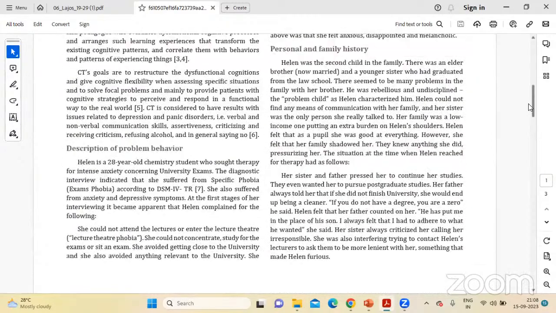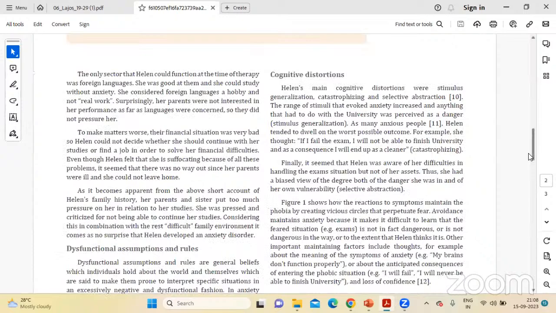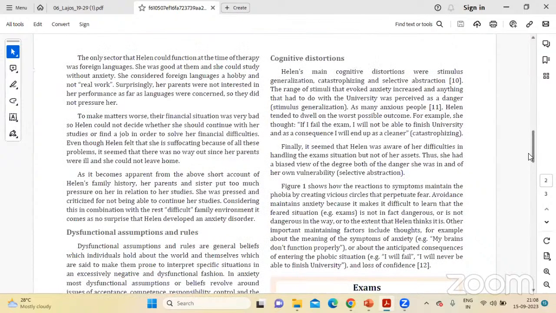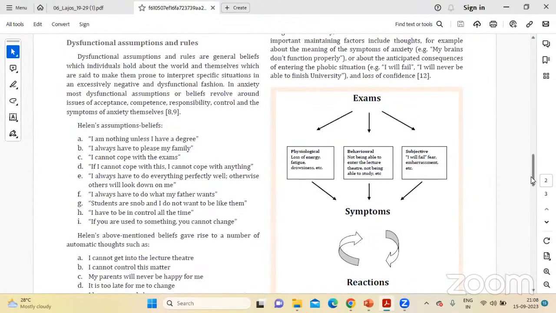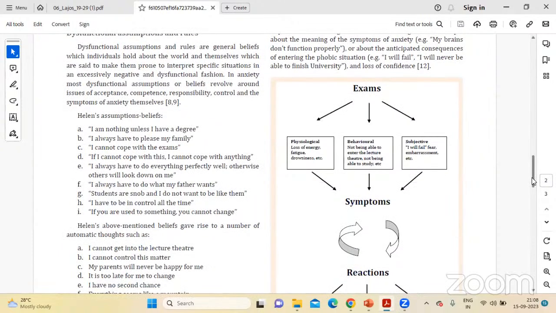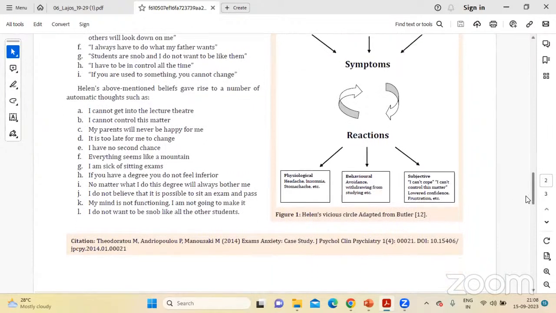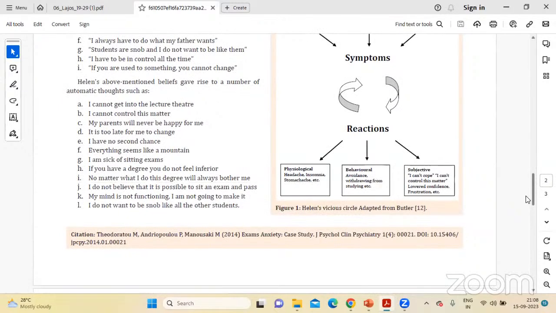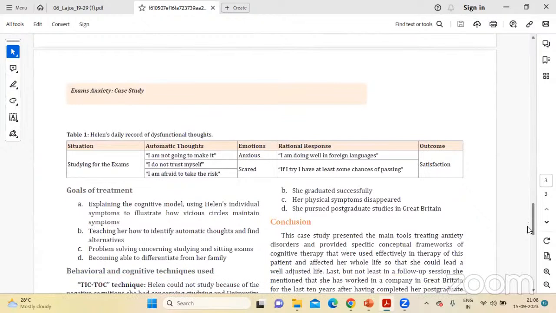So description of the problem behavior, then personal and family history was presented, dysfunctional assumptions and rules, cognitive distortions, and you see how schematically they also presented the problems which the subject was facing, and the symptoms and the reactions to those problems. So all these things were presented in a better way, I would say.